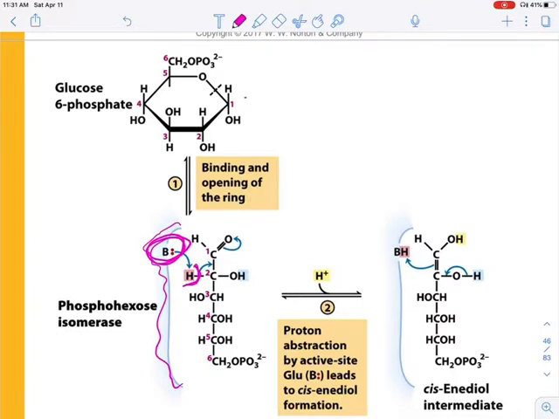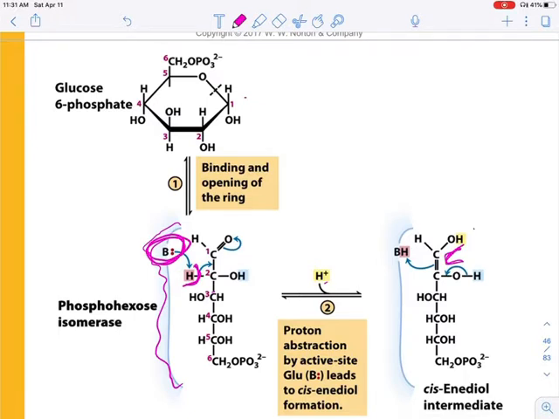Right, general base catalysis, right? And so you have the enzyme, it's not water, so it's something other than water that is extracting a proton from the substrate. So this is general acid base catalysis, right? And so here we have that hydrogen that's been extracted, that's going to form this cis-enediol intermediate.